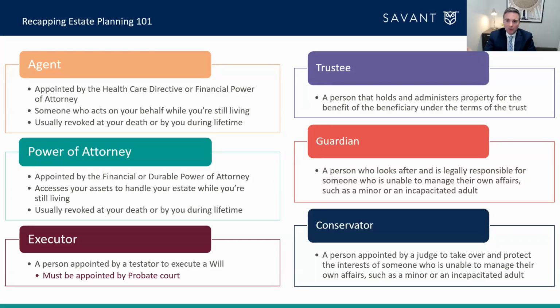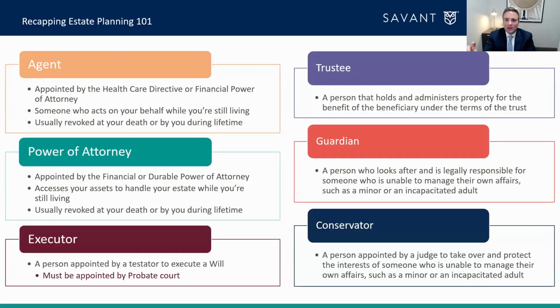Well, that is a document that allows you, the principal, to name an agent who can act on your behalf to manage your financial or healthcare decisions if you're unable to do so, usually in the event of incapacity, but not always. So agent and power of attorney go hand in hand from a terminology standpoint. And then you got executors.